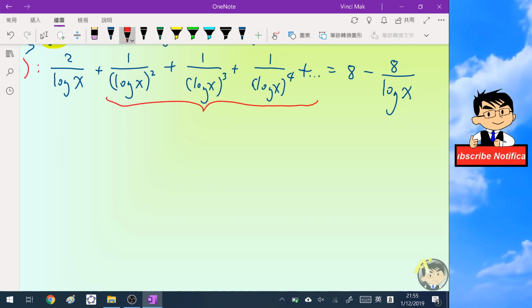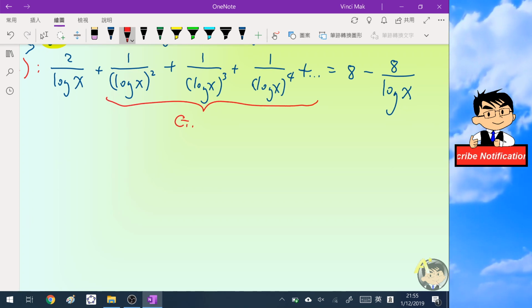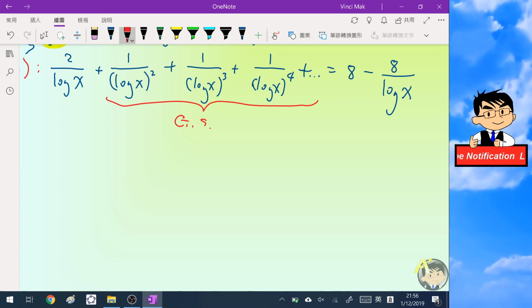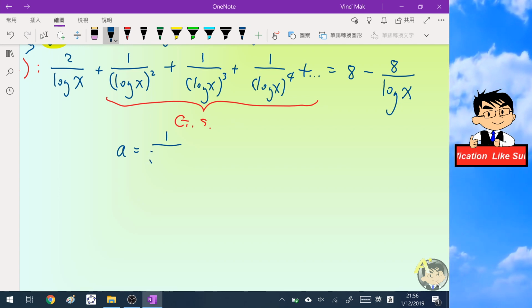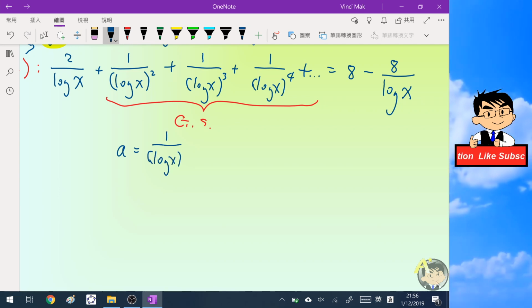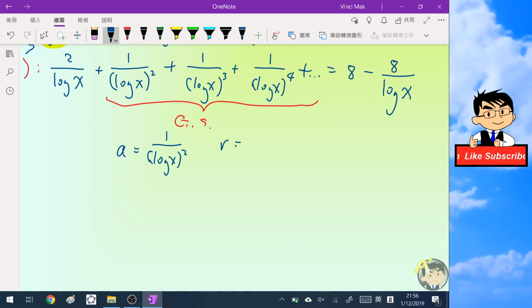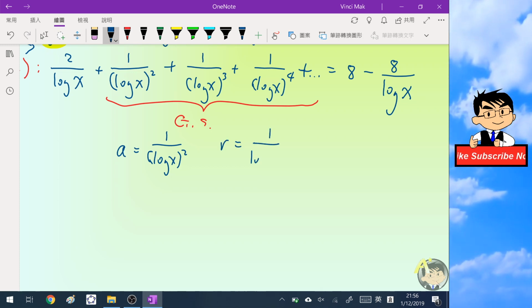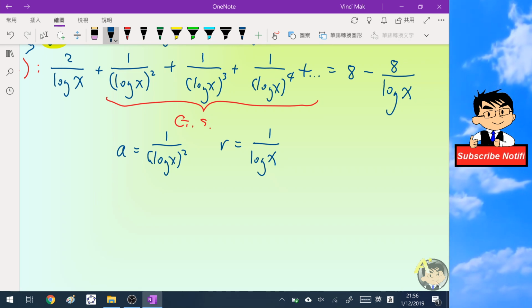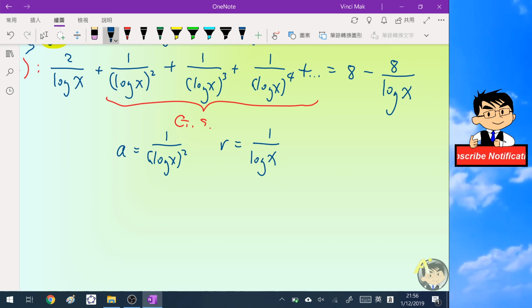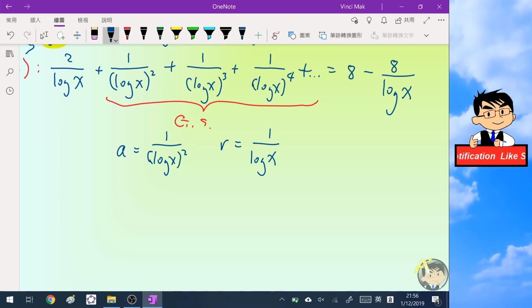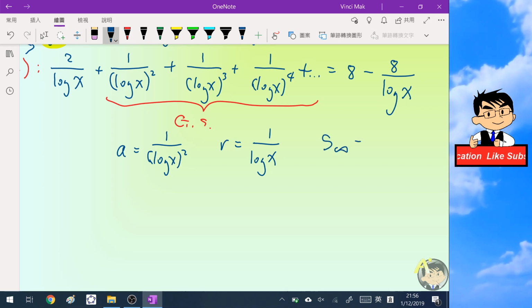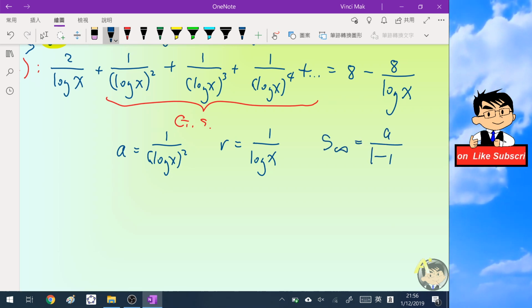Notice that this series is in fact a geometric series. This is very nice. So now we know that the first term is 1 over log x whole square, and the common ratio will be 1 over log x, right? So now we can apply the formula for the sum of infinite geometric sequence, which is a over 1 minus r.